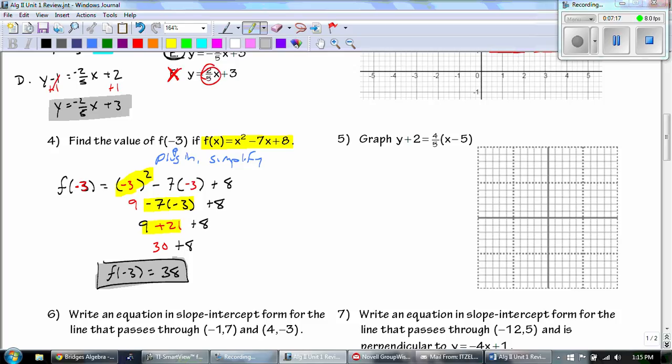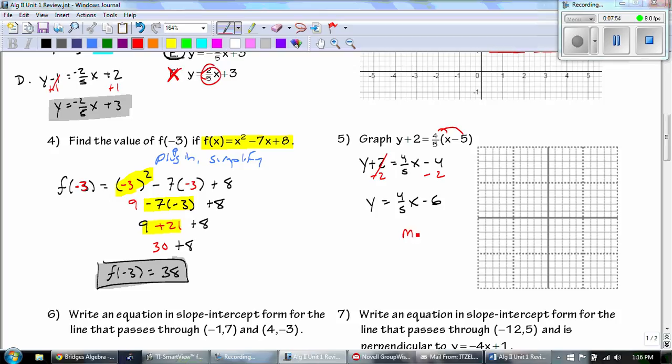All right, number 5. Graph y plus 2 equals 4/5 x minus 5. Now, before I can graph it, it needs to be in slope-intercept form, so I'm going to distribute to get y plus 2 equals 4/5 x minus 4. Okay, and then we're going to subtract 2 from both sides and get y equals 4/5 x minus 6.